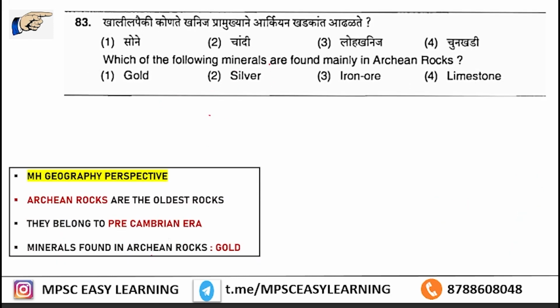Which of the following minerals are found mainly in Archean Rocks? Gold, silver, iron ore, limestone. Here your answer is gold. So gold is found mainly in Archean Rocks. If we see certain important points about Archean Rocks, they are the oldest rocks found on Earth and they belong to the Precambrian era. ये already पूछा गया है एक पेपर में. Please keep this in your mind.